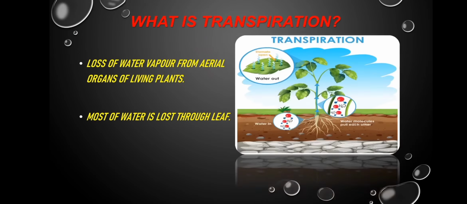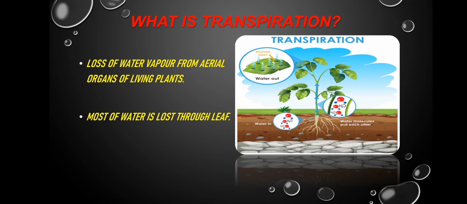What is transpiration? The loss of water in the form of vapours from the aerially exposed parts of the plant is termed transpiration. Around 98 to 99% of the water is lost by the process of transpiration through the exposed surface of the plant.